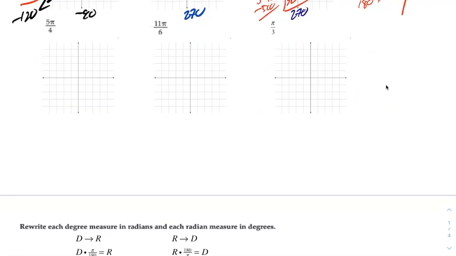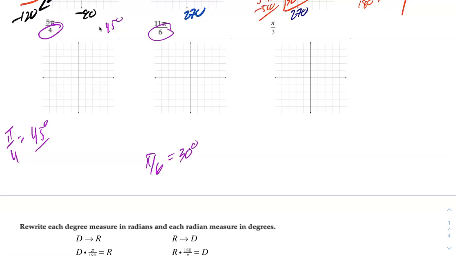Now we get to the radian measure. Now you could draw these. You don't have to though. If I'm doing a reference angle with radian measure, pi over 4 automatically is 45 degrees. So that's the reference angle here, is 45 degrees. Pi over 6 is automatically going to be 30 degrees. And pi over 3 is automatically going to be 60 degrees. Those you should have memorized. Anytime it's over 4, it's 45. Anytime it's over 6, it's 30. Anytime it's over 3, it's 60.